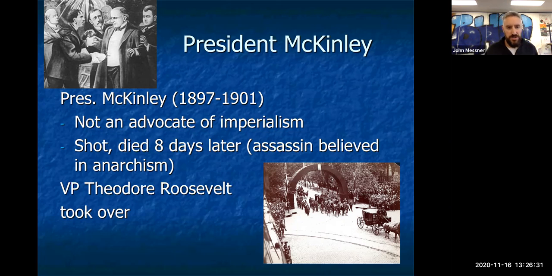Another important segue in American history, besides the Spanish-American War, is that our president at the time is assassinated and ushers in the vice president who becomes president, Teddy Roosevelt. And so here's President McKinley. He goes and speaks at, I believe, one of the World's Fairs. I think it was in Detroit, Michigan, maybe upstate New York, actually, now I think about it.